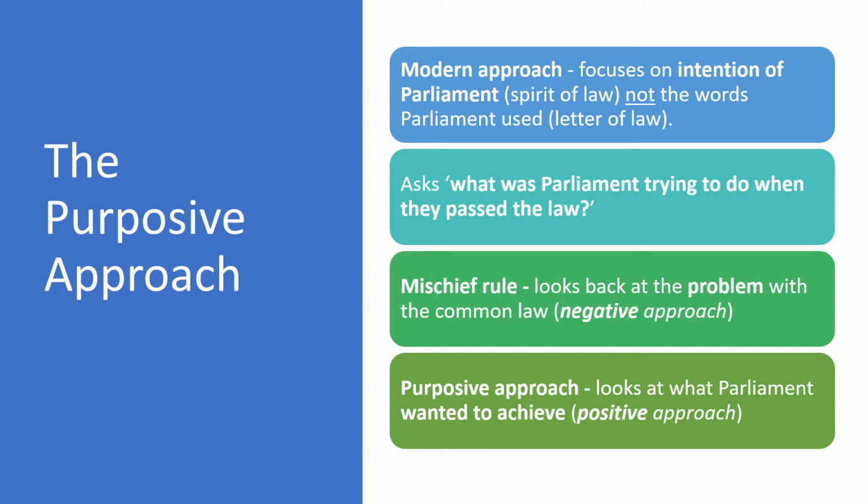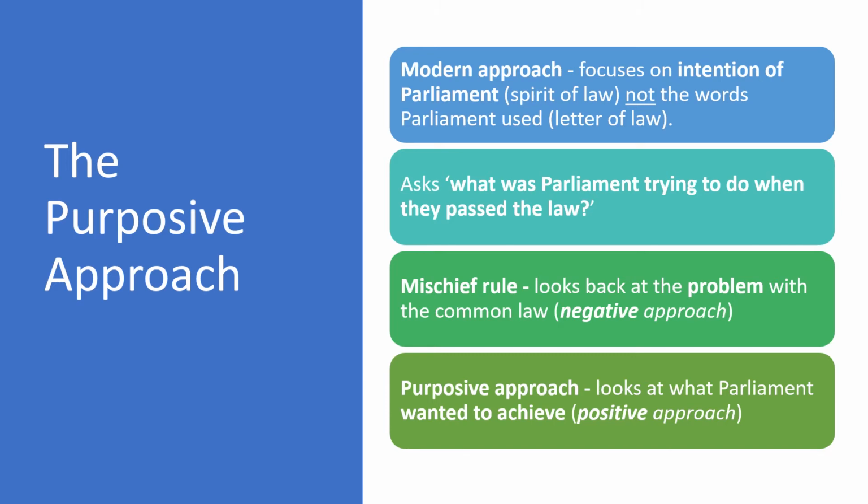So it still respects parliamentary supremacy because it looks at what they intended to do and tries to correct any misconceptions or errors. Some may argue, though, it doesn't follow parliamentary supremacy because they wrote down exactly what they wanted to happen. Now, what this does is it asks what Parliament was trying to do when they passed the law.